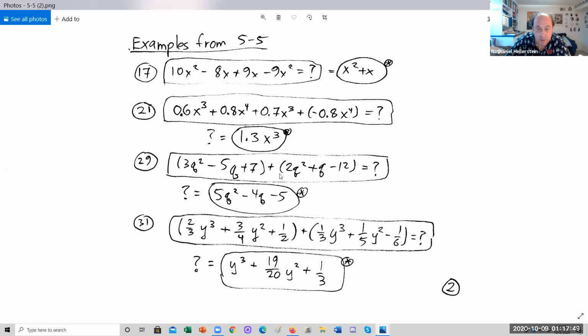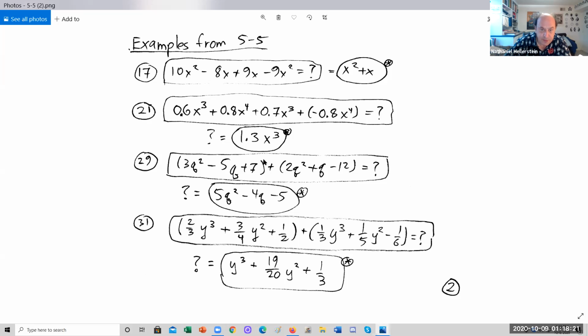All right, so here are some examples. 10x squared minus 8x minus 9x minus 9x squared. The x squareds are 10 minus 9, that's 1x squared. Minus 8 plus 9 is plus x, so x squared plus x. We have 0.6x cubed plus 0.8x to the fourth, plus 0.7x cubed plus negative 0.8x to the fourth. Now the x to the fourths cancel entirely, and we're left with 0.6x cubed plus 0.7x cubed, which makes 1.3x cubed.